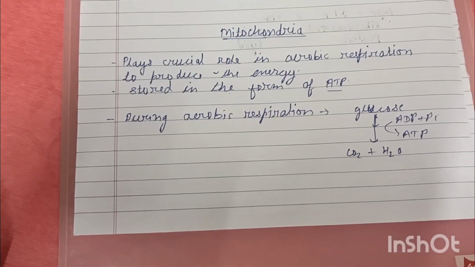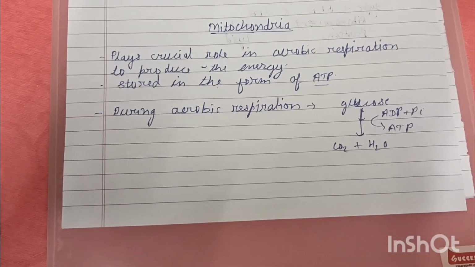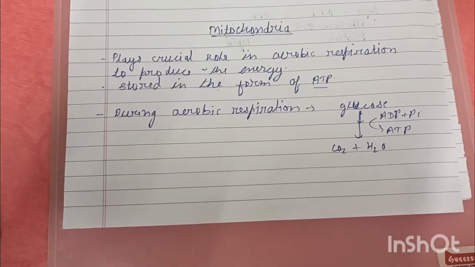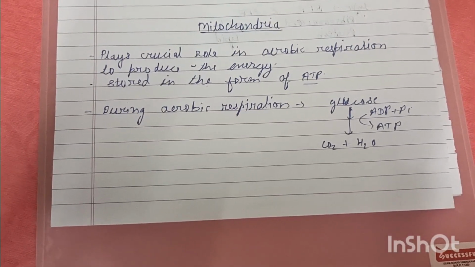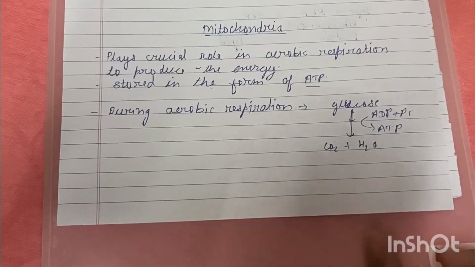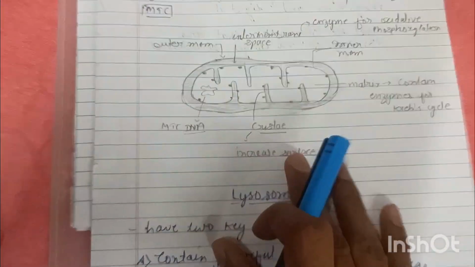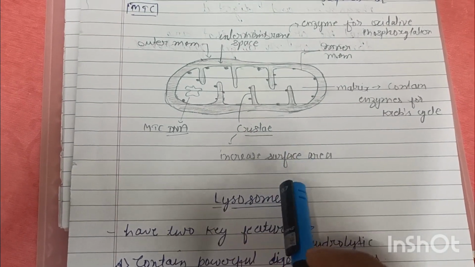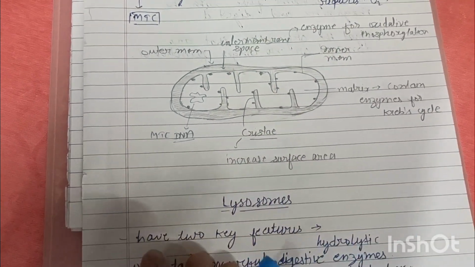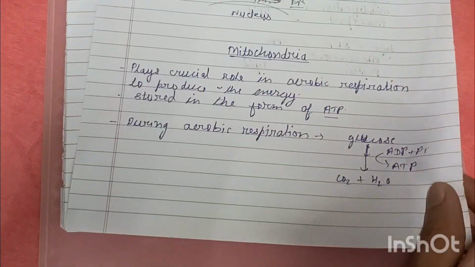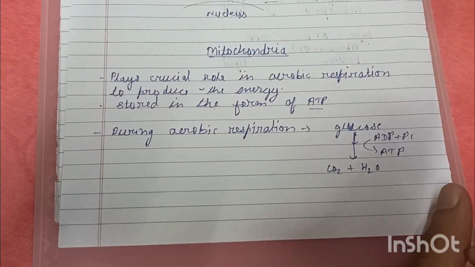So in today's video we are going to cover mitochondria and lysosome. These are two important cell organelles which are found in the cell. So mitochondria, you can see here how it looks. This is a diagram of mitochondria. Before we understand the diagram, first let's get to know what it does.